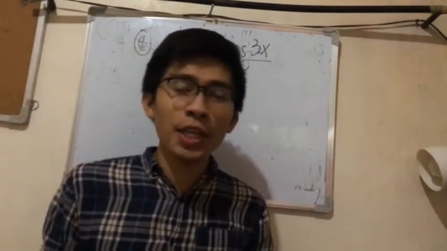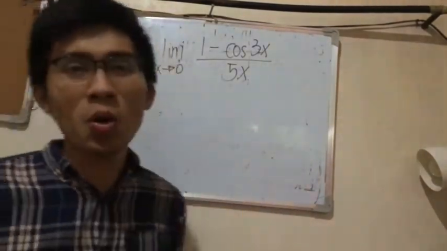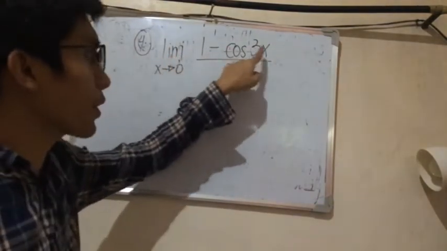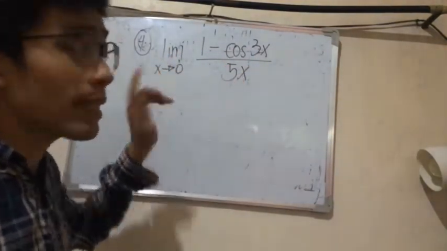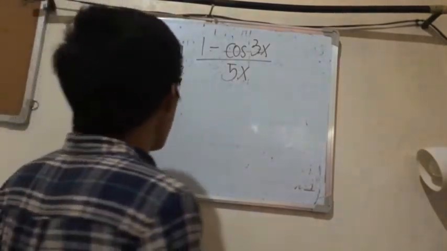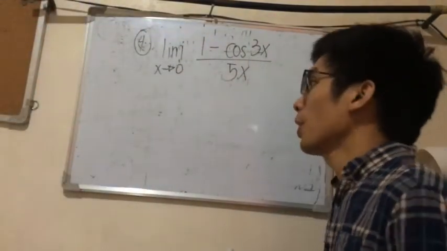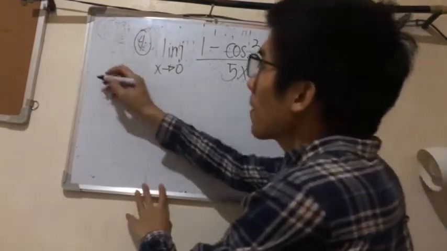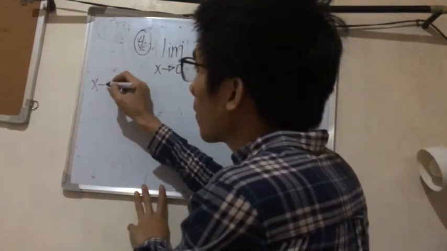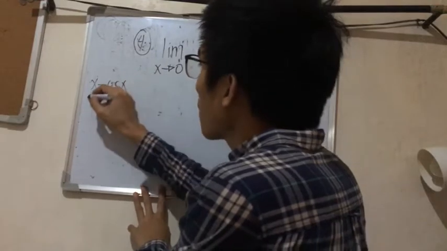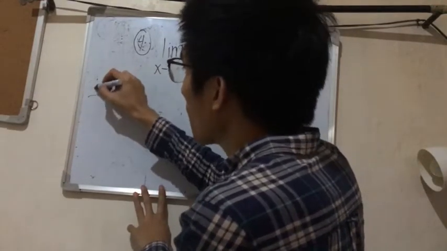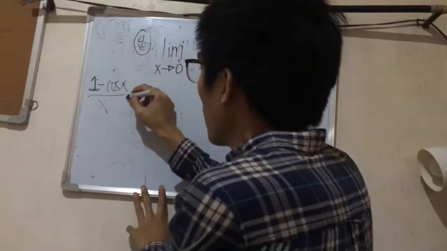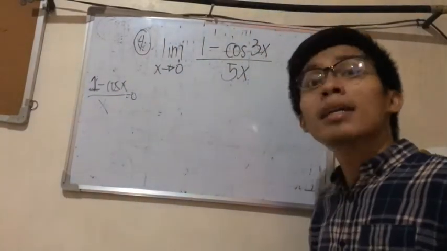Okay, without further ado, let's solve example number 4. What if your function looks like this? The limit of 1 minus cosine 3x over 5x as x approaches 0. This time it is now the cosine function. I believe I presented special limit theorems for cosine. That is the limit of 1 minus cosine x over x. The limit is equal to 0.